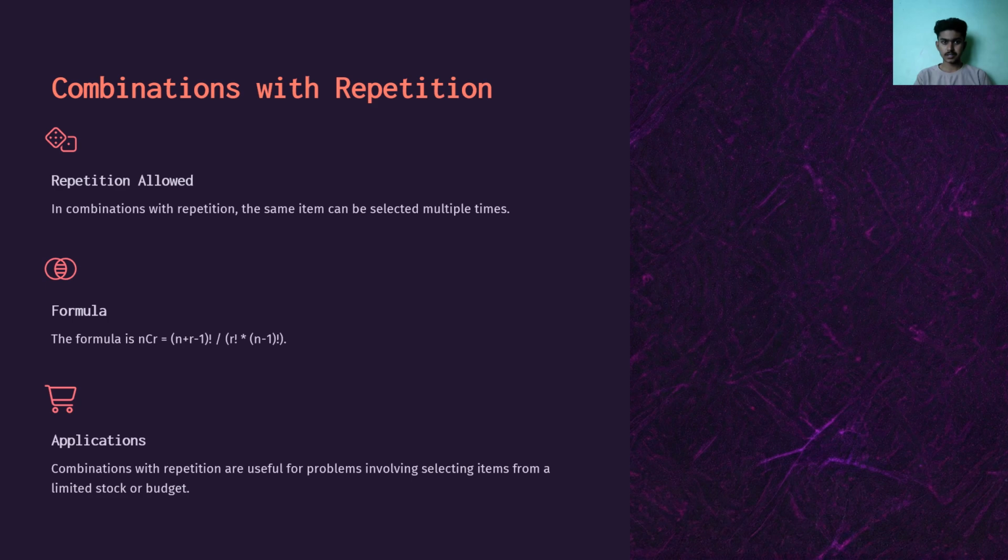Combinations with repetition. Repetition allowed. In combination with repetition, the same item can be selected multiple times. Formula. The formula is nCr equals (n plus r minus 1) factorial by r factorial into (n minus 1) factorial. Applications. Combinations with repetition are useful for problems involving selection of items from a limited stock or budget.